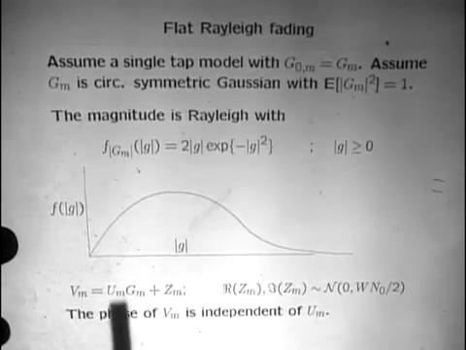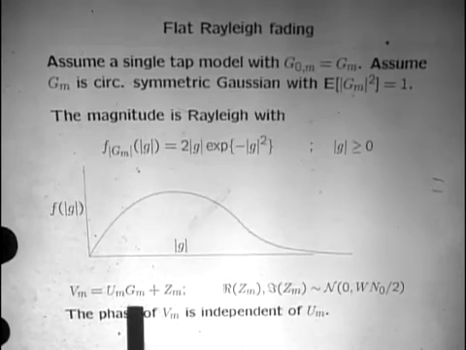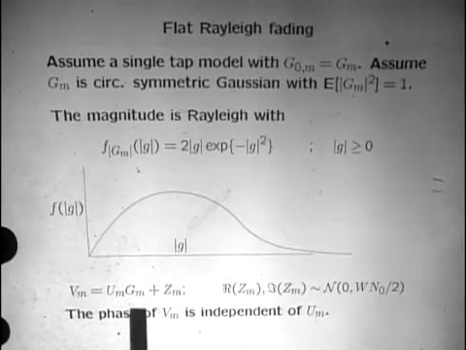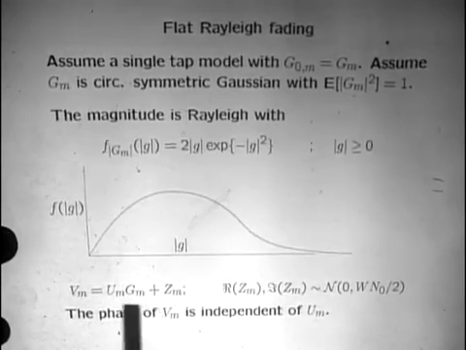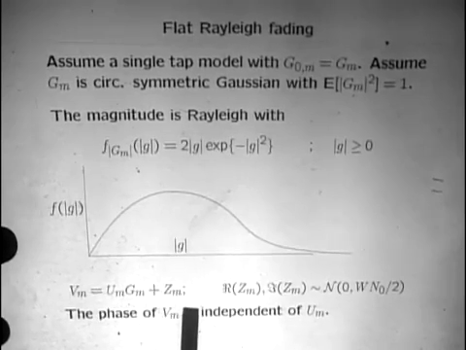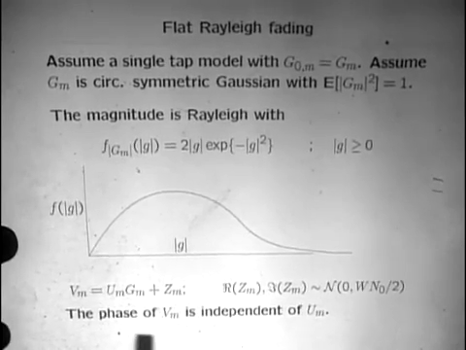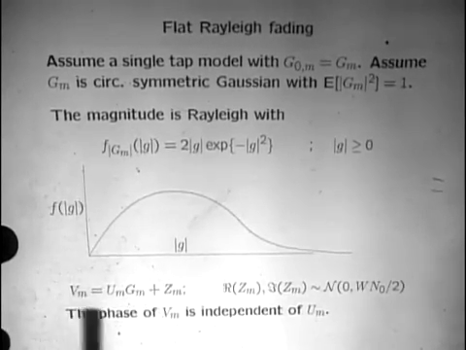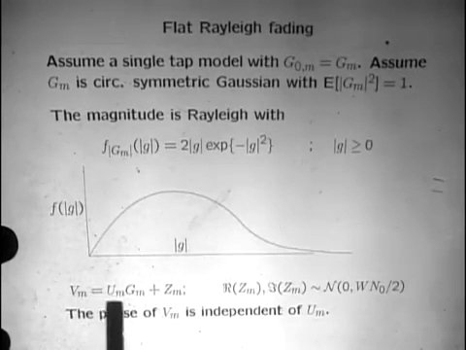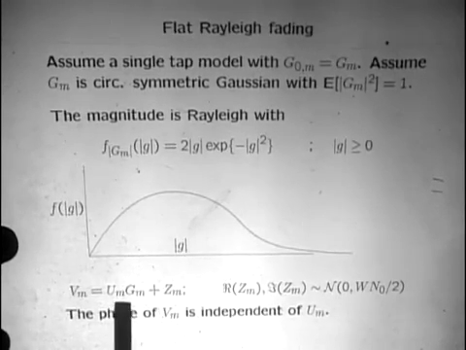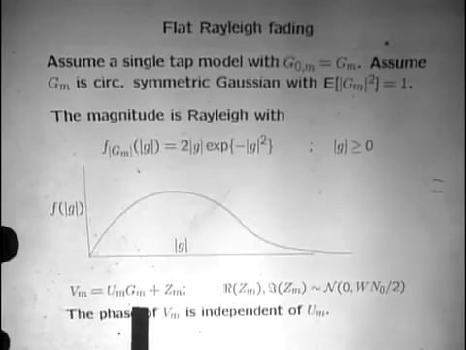So the output is going to be the input times this tap variable, which is this complex Gaussian random variable, plus a noise random variable, which we're also assuming is complex Gaussian and circularly symmetric. Okay, so what we have, if you're going to make two hypotheses about two possible values of U sub m, look at what this random phase does here.